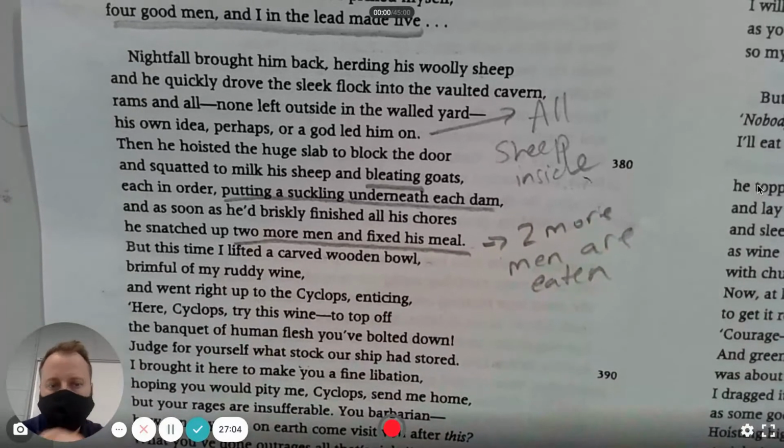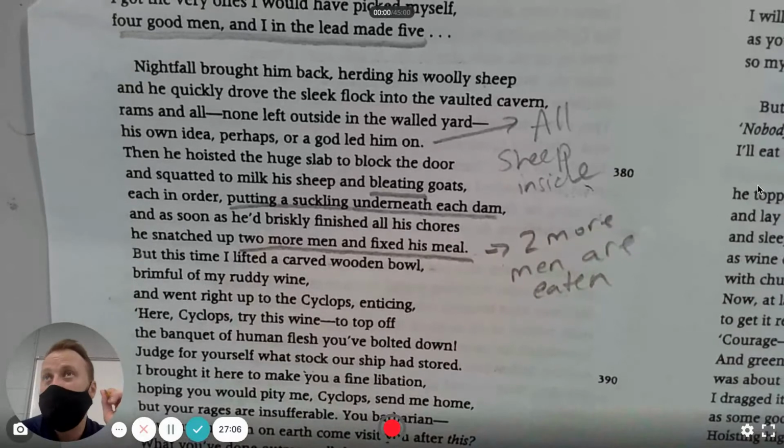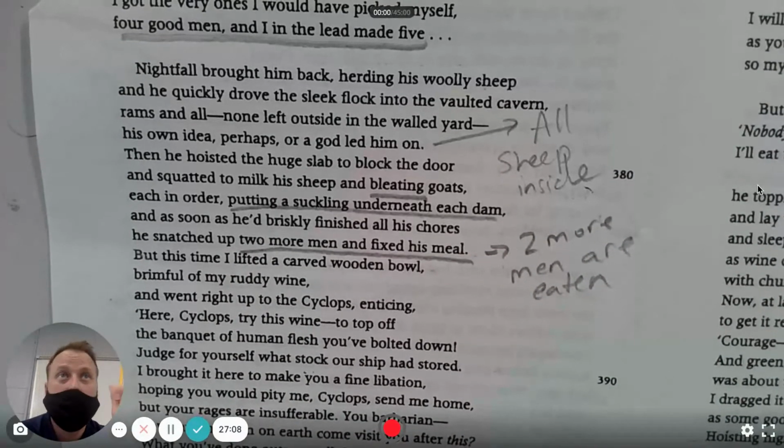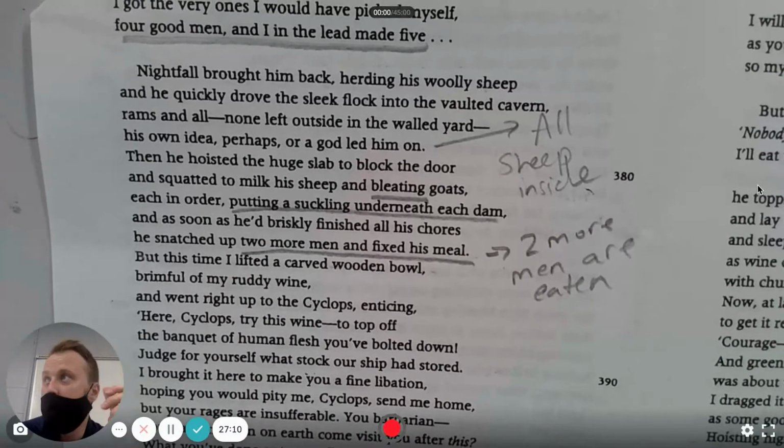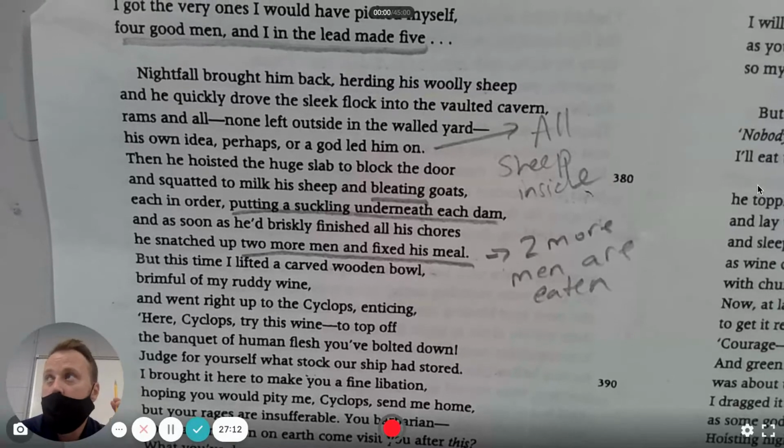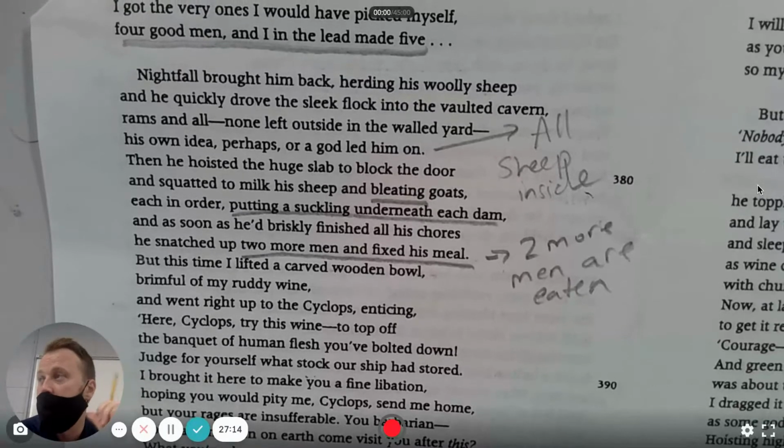Okay, so how many men has he killed now? 6 men, yeah, 6 men. So he's killed 2 at the beginning, 2 for breakfast, and now he's doing 2 for dinner, okay?